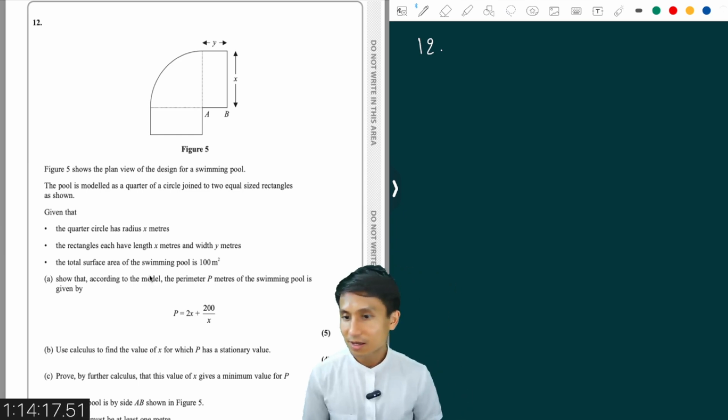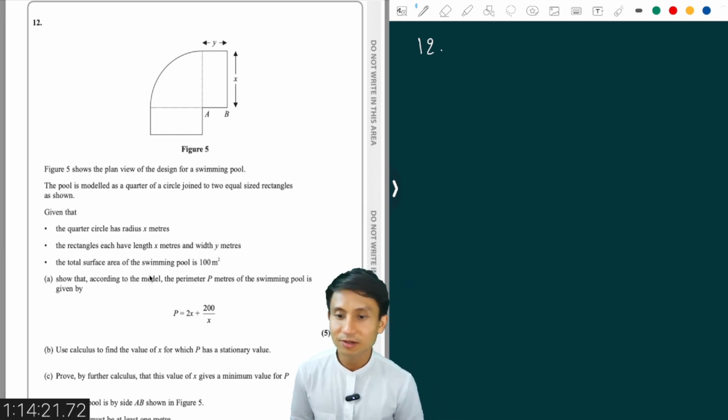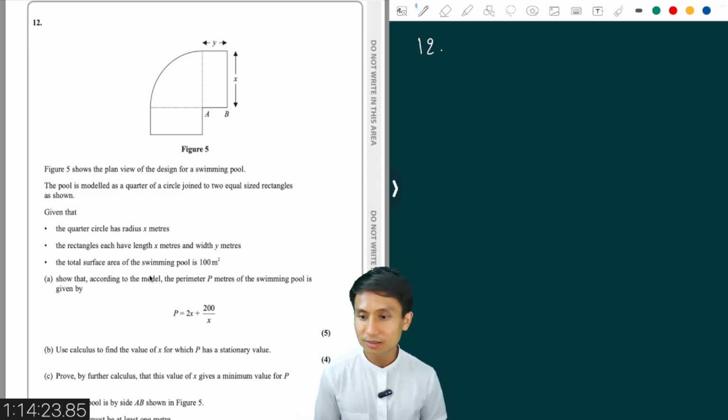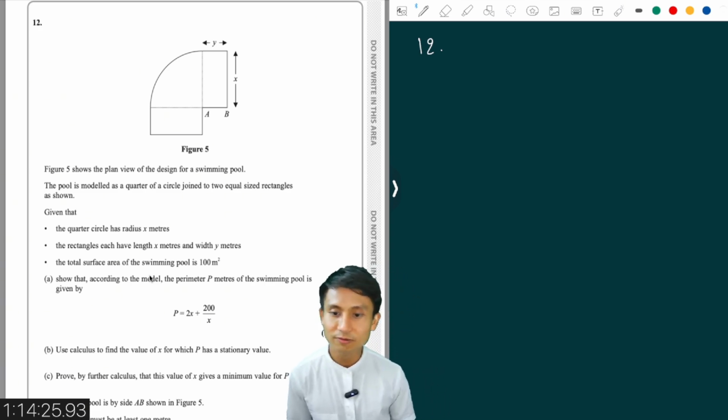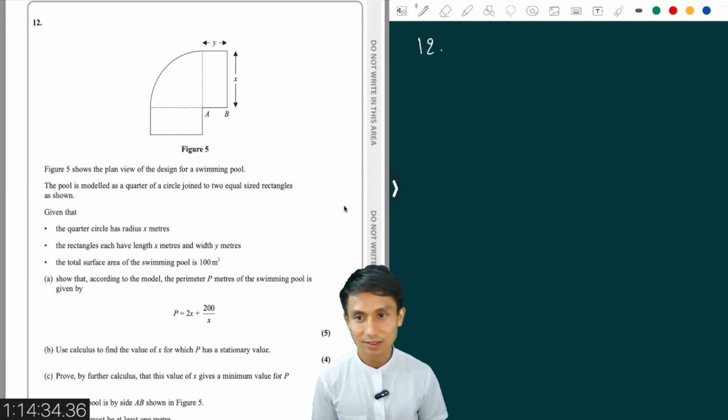A quarter circle has a radius x. The rectangles each have a length of x meters and a width of y meters. The total surface area of the swimming pool is 100 meters squared. Show that according to the model, the perimeter p meters of the swimming pool is given by that.